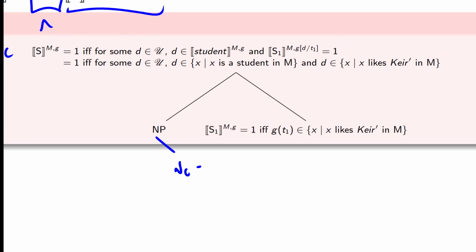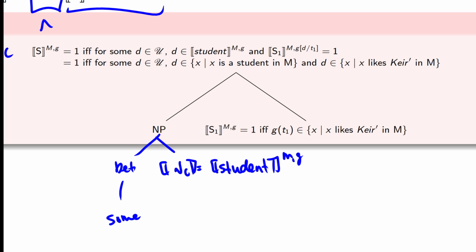Again, we have NC, and this is just going to have the same meaning as student. So instead of X, we said X is a student. And then the determiner, what is it? It's some. The noun phrase will not have meanings, but the common noun and student will. If the sentence is still T1 likes Kier, the sentence is true if g of T1 is in the set of X such that X likes Kier in M. But as we go up to make this some student, it is going to be bound, which is what we see here in our assignment function replacement.